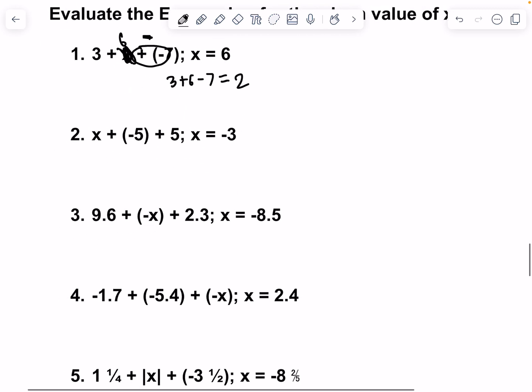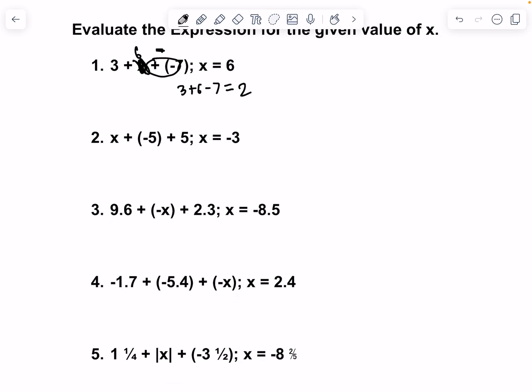Our second one, x is equal to negative 3. So this is negative 3 minus 5 plus 5. So negative 3 minus 5 is negative 8. And then negative 8 plus 5 is equal to negative 3. So our answer would be negative 3.